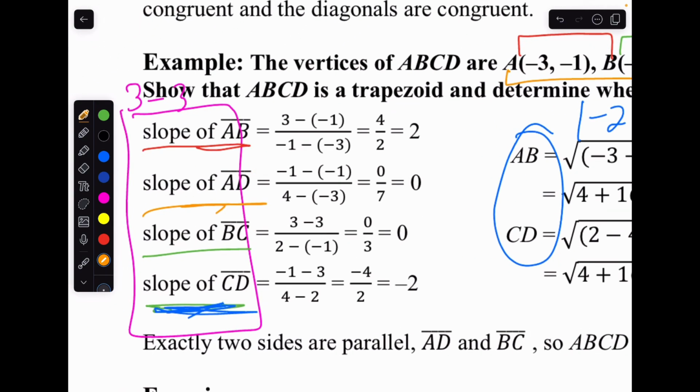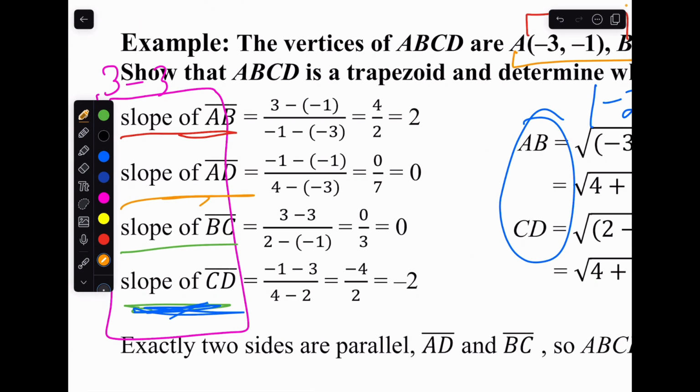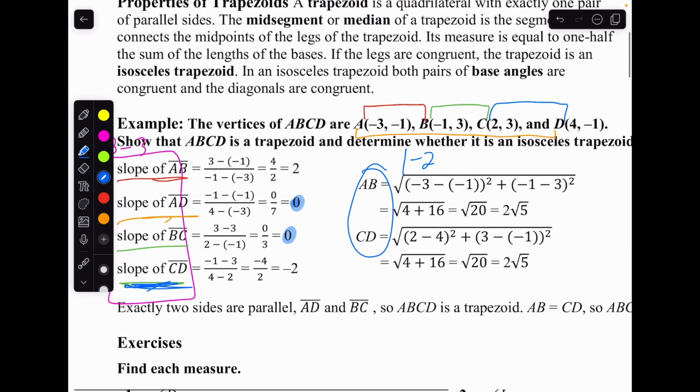Now when you do that, what you're looking for is congruent slopes. When you have congruent slopes, you have parallel lines. So now you know that AD is going to be parallel to BC. If those are the ones that are parallel, then you need to figure out if it's an isosceles trapezoid. So now you are going to find the distance from A to B.